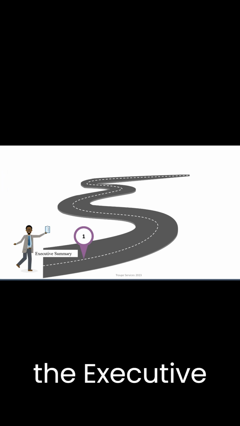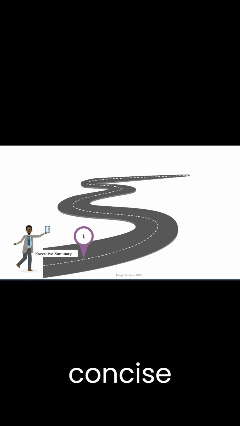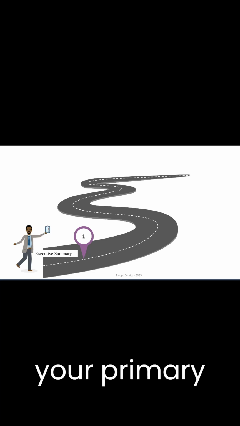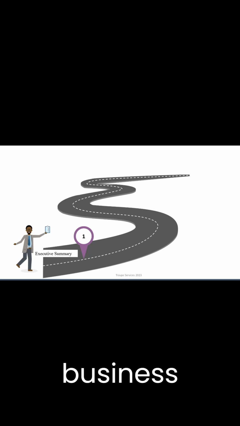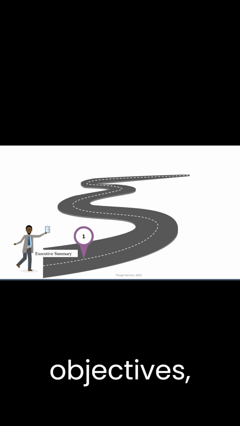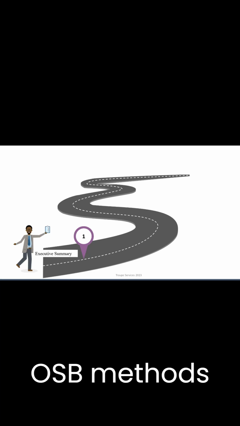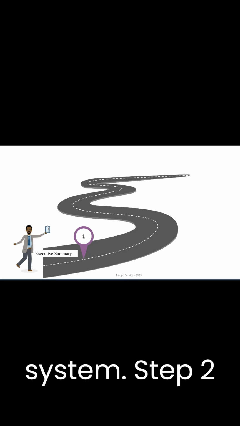Step 1 is the executive summary. This provides a concise overview of your entire business plan. It should include a summary of your primary life goal, purpose-driven business vision, key strategic objectives, and a brief overview of your courses and how they align with the OSB Method's core pillar system.